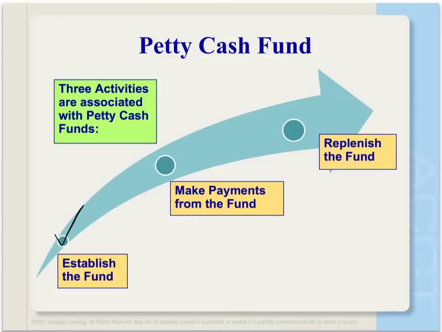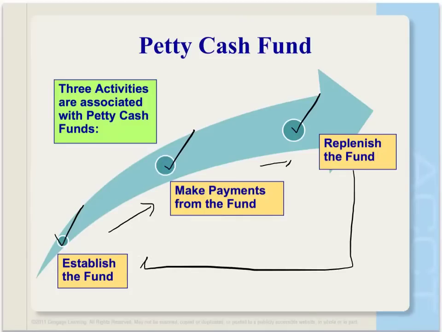Then, after we have the money, like in a cash box in an office, people will come and ask for money to pay for incidentals. So we make payments out of that fund. And then when the fund gets down to a certain amount of money, we will need to replenish the fund, bringing it back up to its original amount. And this could happen weekly, monthly, or bi-weekly.